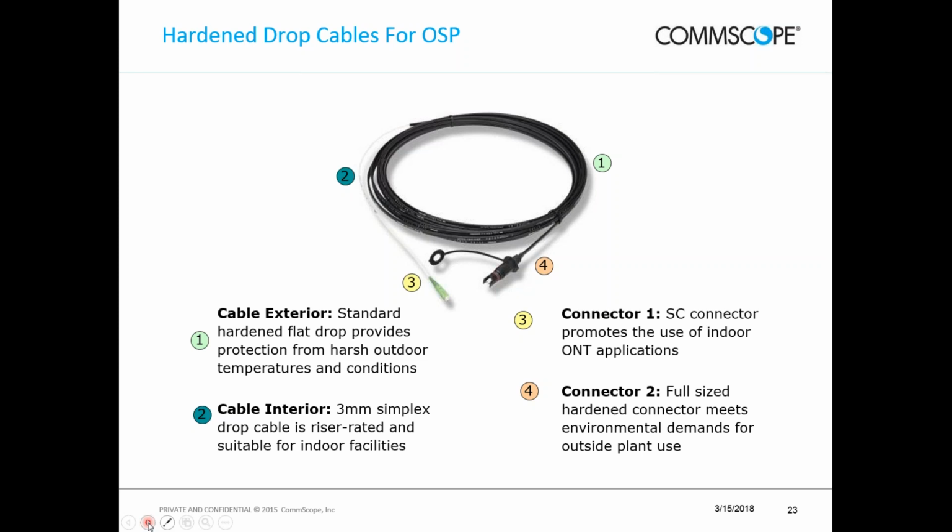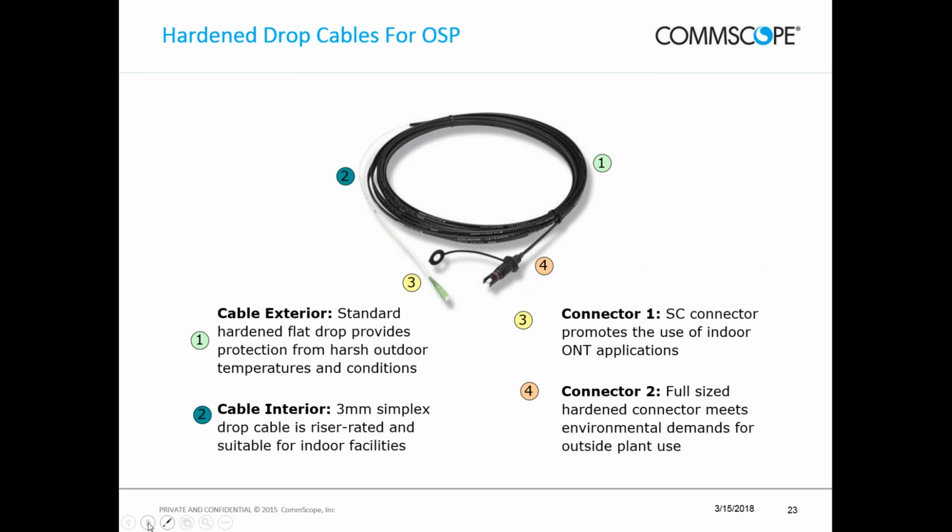Second thing we want to look at is the interior of it. In most cases, if you strip back that hardened exterior jacket, you're going to reveal a 3 millimeter simplex cable inside. It feels and looks much like an old style patch cord would. It's still protected there, and they're typically riser rated and suitable for indoor facilities. Running that cable inside, as I mentioned before, if you had to go through the side of the house, you don't want the hardened drop cable inside the house. You would skin that back and just send in the 3 millimeter drop cable side of that type of drop cable.